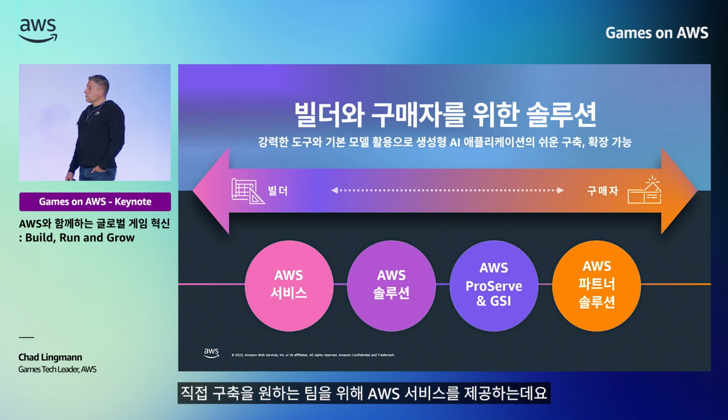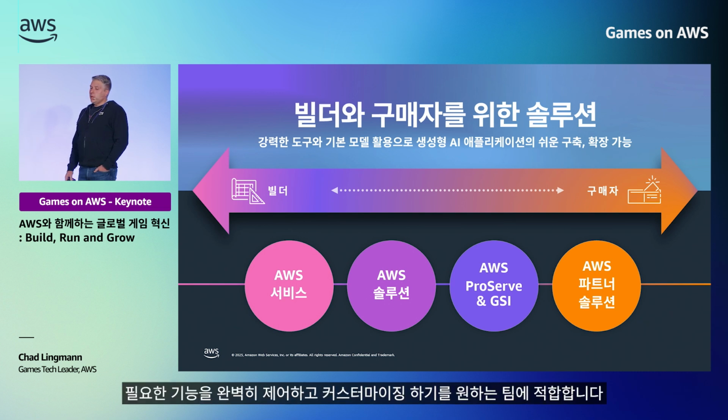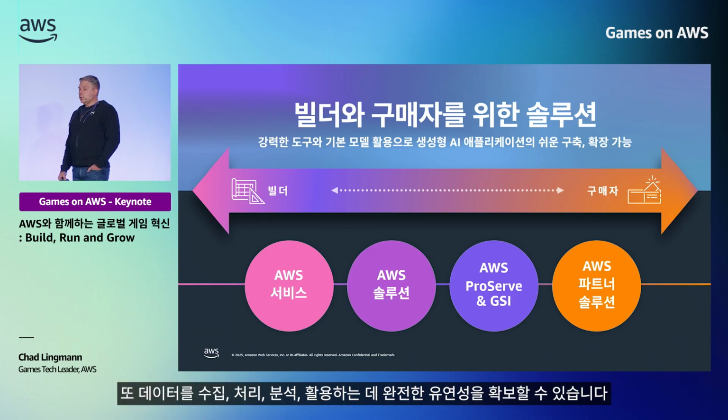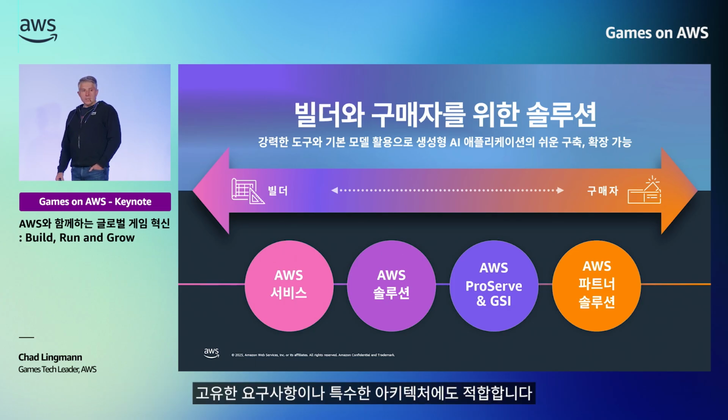For custom builders, we have AWS services. These are perfect for the teams who want complete control and customization for what you're building. You can build exactly what you need using our comprehensive suite of services, and you have the full flexibility to collect, process, analyze, and act on your data. It's ideal for unique requirements or for specialized architectures.